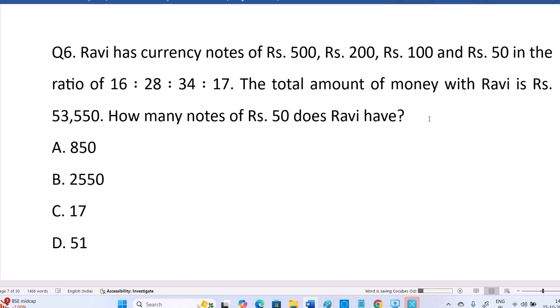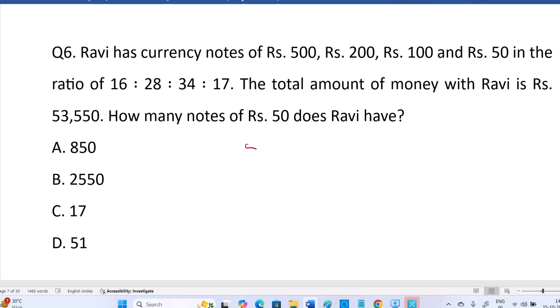Yeah, if you observe 500, 200, 100 and 50, fine. The number of notes are 16, 28, 34 and 17. The question is regarding the number of 17 rupee notes. See, wantedly all options they gave are divisible by 17. This should be definitely a 17 multiple. 17 50 times, 17 1 times, 17 3 times. This is 17 150 times like that. They gave all as 17 multiples only.